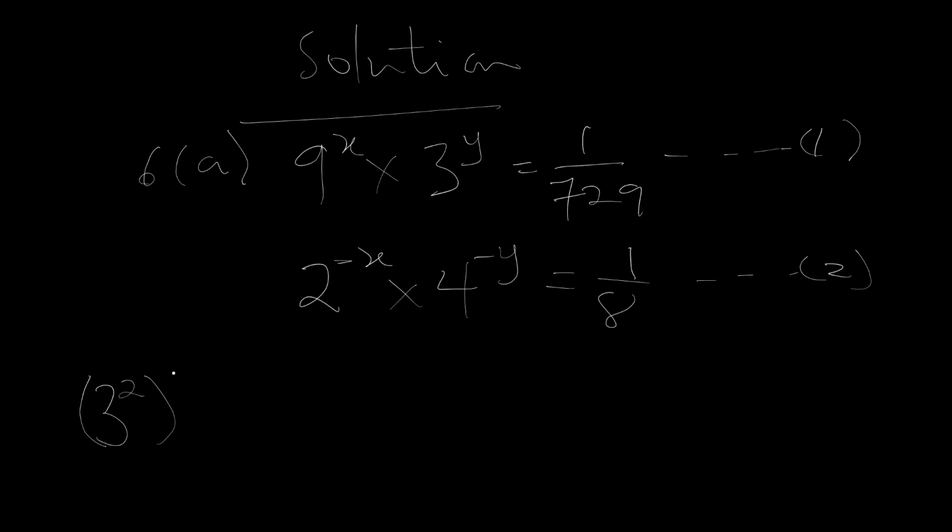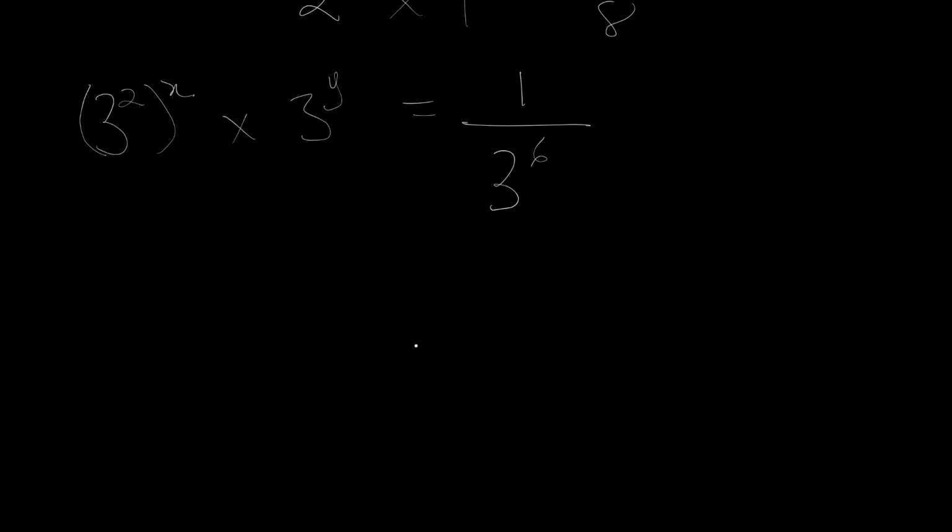But then there's x here, so we put our x here, times 3 raised to the power y equal to 1 over. Now 729 is the same as 3 raised to the power 6. So we write 3 raised to the power 6. Now this can also be written as 2 times x is 2x, times 3 raised to the power y, equals 3 raised to the power negative 6. Okay, so we call this equation 3.